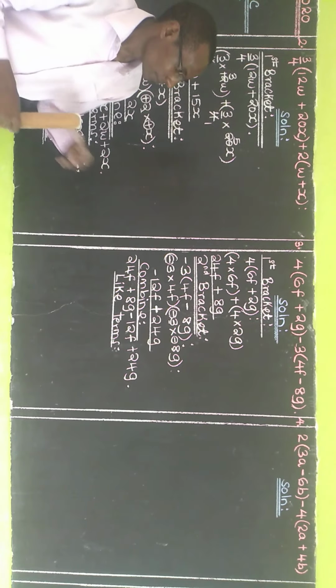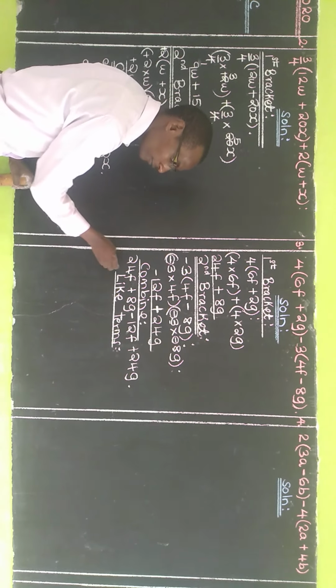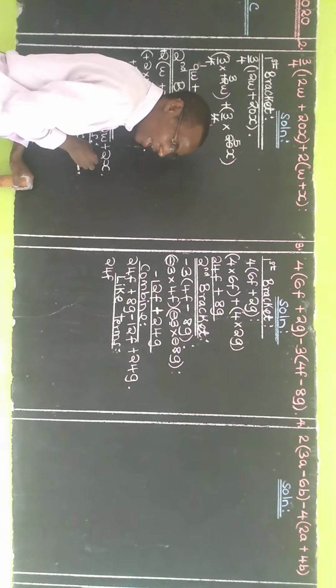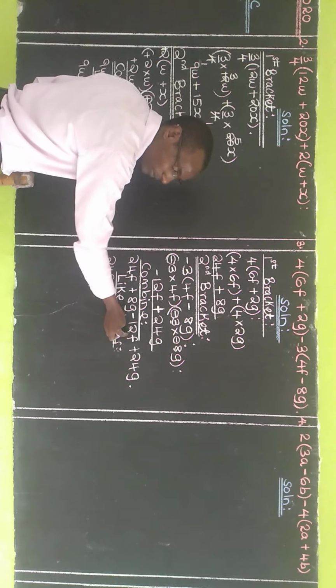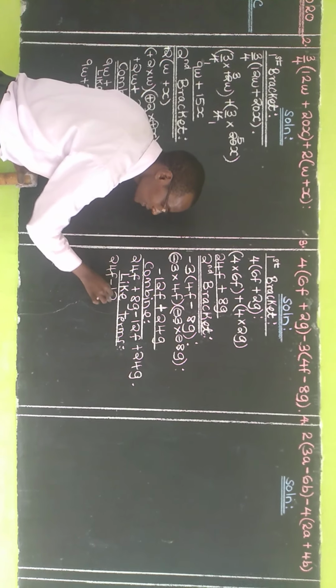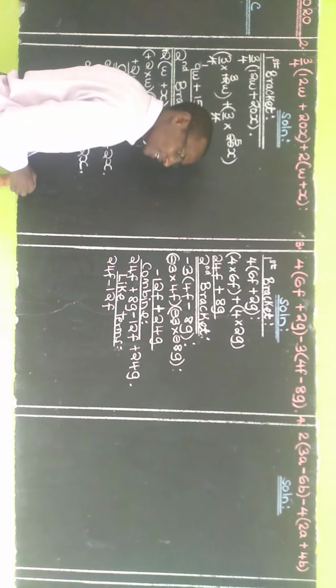Look at the like terms. The like terms here, we start with f. The first one we have is 24f. Another f is this 12f, and this 12f is a negative, so minus 12f. That is like that.